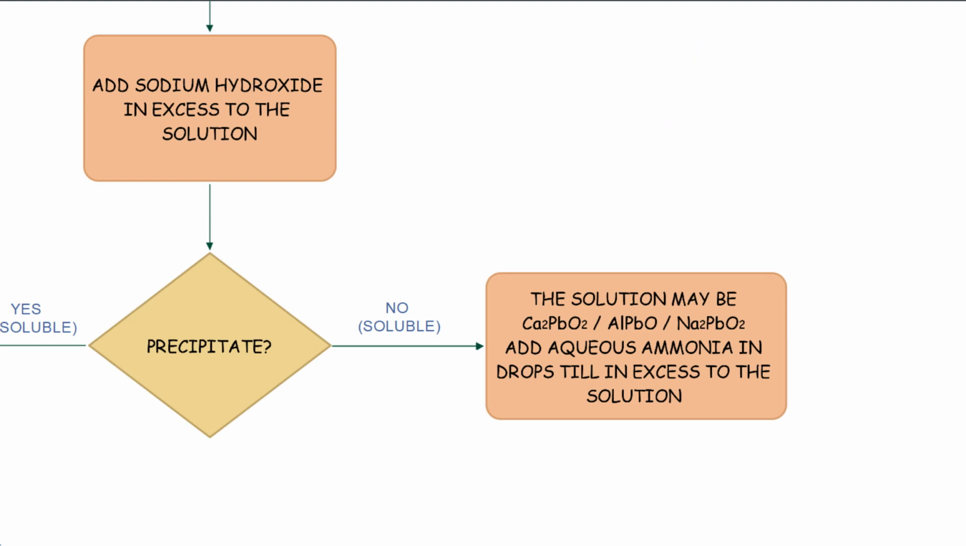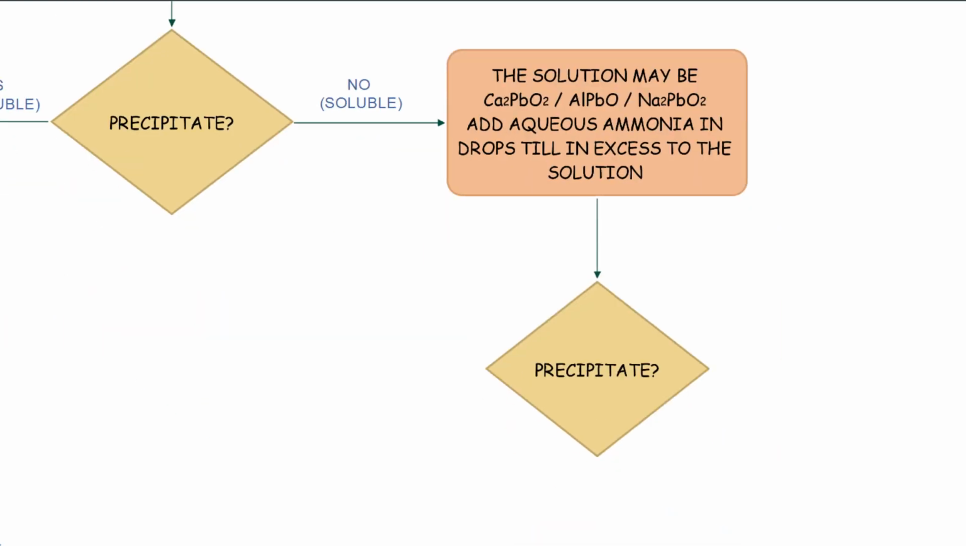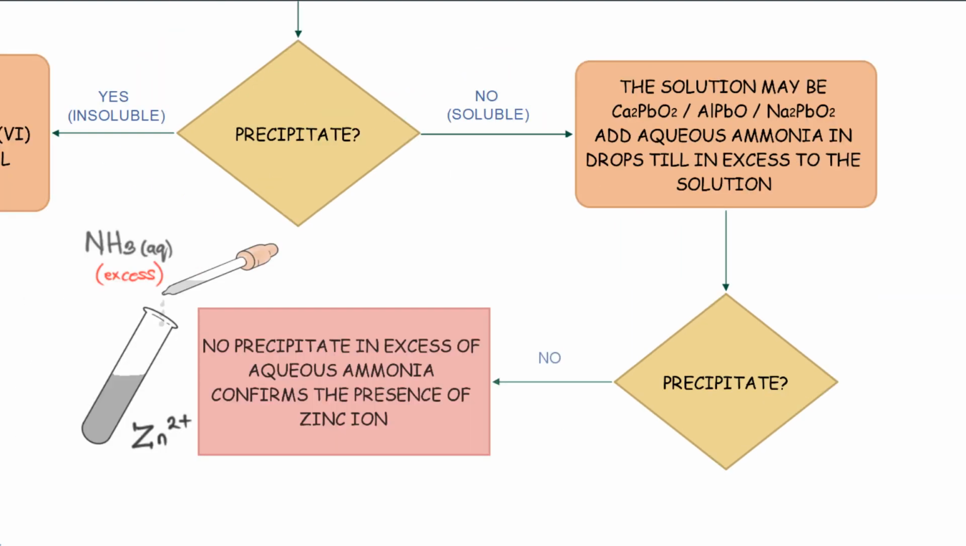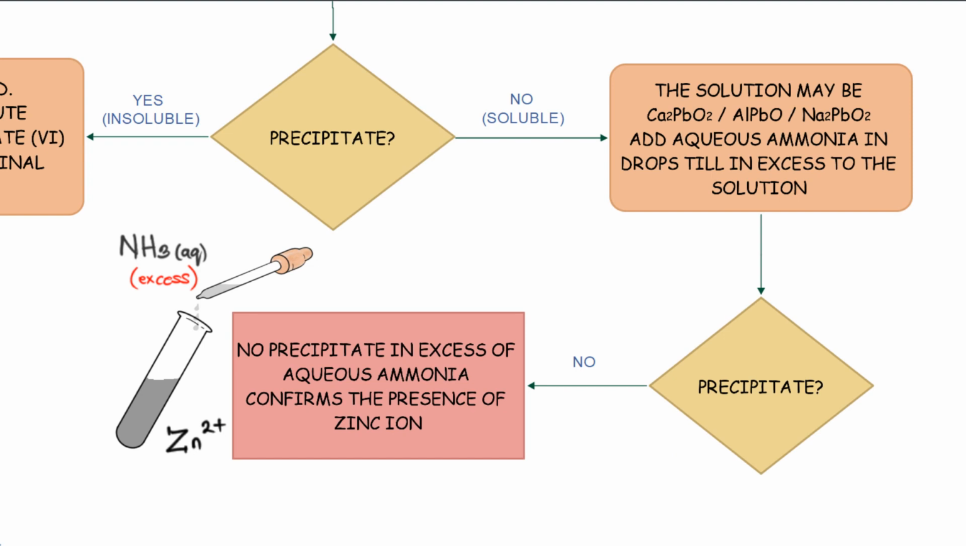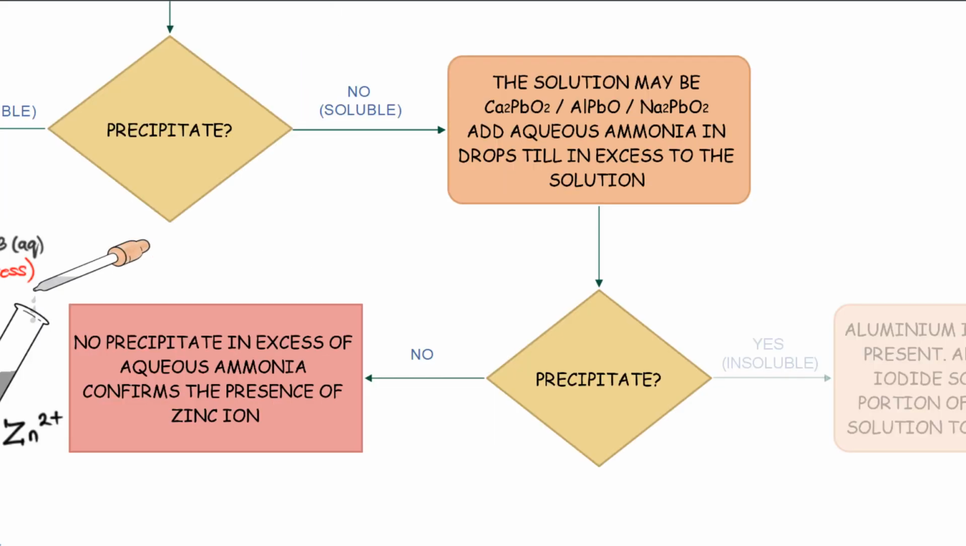What we now need to do is add aqueous ammonia, that is ammonium hydroxide. We add it in drops. Normally, we will not notice any change, so we keep on adding until we add it in excess to the solution. In adding that, we also need to observe: is there a precipitate that we can see? If there is no precipitate in excess aqueous ammonia, that confirms the presence of zinc ion. The zinc ion will not react with the ammonium hydroxide in drops, and even in excess. So that means that zinc ion is present in the salt solution that we are testing.